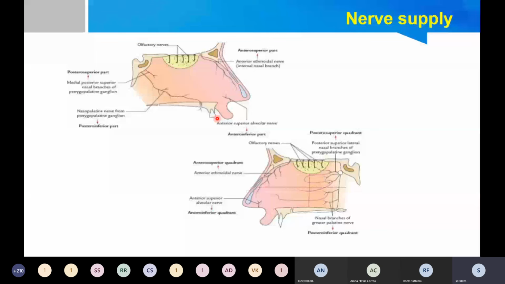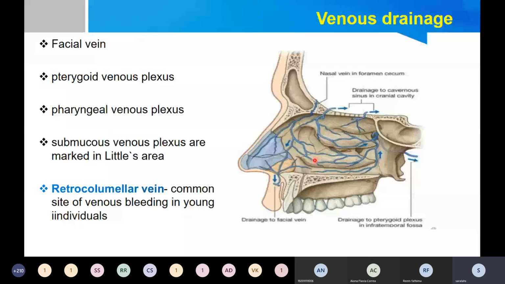Then venous drainage. I am explaining the venous drainage all together, that is for the medial wall and the lateral wall, because it is the same. The veins will accompany the respective arteries and they form a plexus underneath the mucous membrane. Those are called the submucosal plexus. These plexus will usually drain into the facial vein. Few will drain into the pterygoid venous plexus and few will drain into the pharyngeal venous plexus, that is into the pharynx.